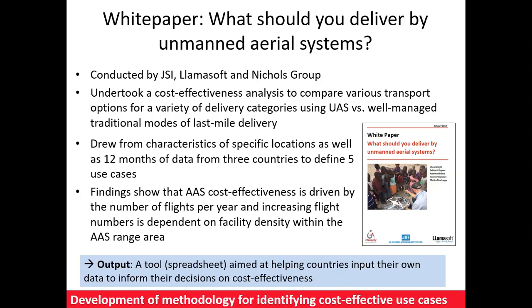And of course, there are other factors, like the type of autonomous aerial vehicle that is in use and the likes. But in general, one of the outputs from this analysis was the tool, a spreadsheet, which aimed at helping countries input their own data to inform their decisions on cost effectiveness. If you haven't come across this white paper, you can easily get it on the JSI website. If you go to that website and search it, it will pop up.